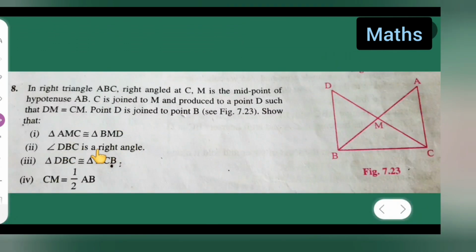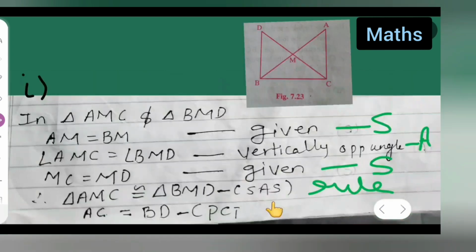The second part we need to prove is that angle DBC is 90 degrees. Right angle means we have to prove 90 degrees. Here, angle ACB is given, and C is 90 degrees, right? The angle at C is given to be 90 degrees.